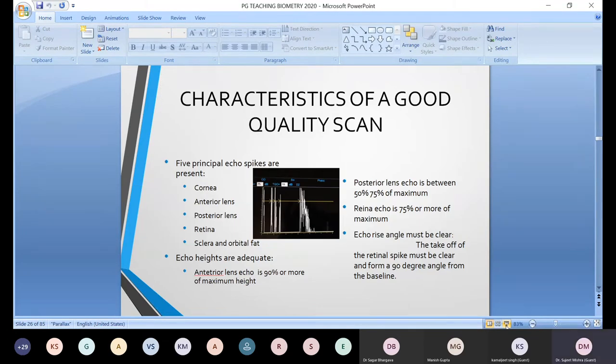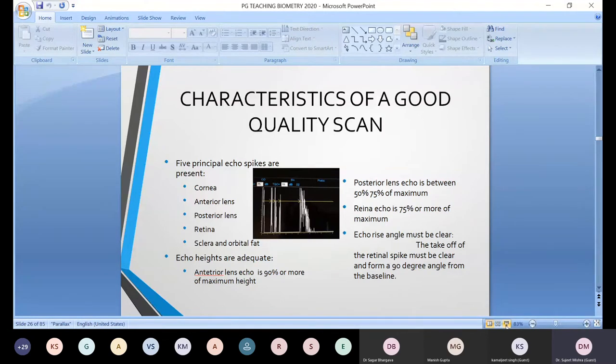There are features of an A scan spike. Five principal echo spikes are from the cornea, anterior lens, posterior lens capsule, retina, sclera, and orbital pad of fat. Echo heights should be optimum. Anterior lens echo should be 90%. 90% of what? If we assume the echo from the cornea is 100%, then the spike echo from the anterior lens capsule should be 90% or more.